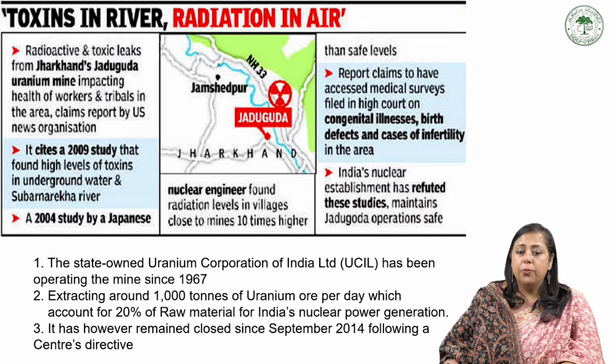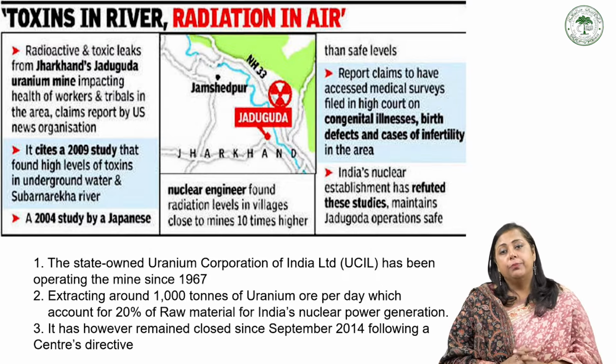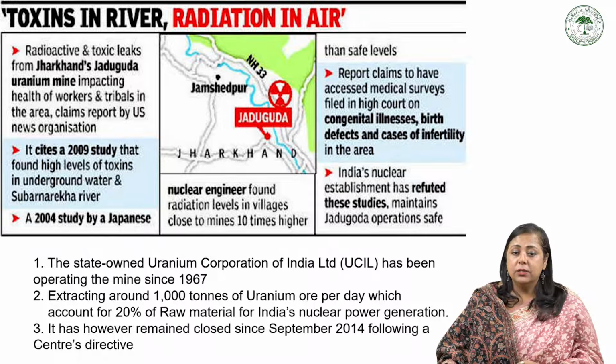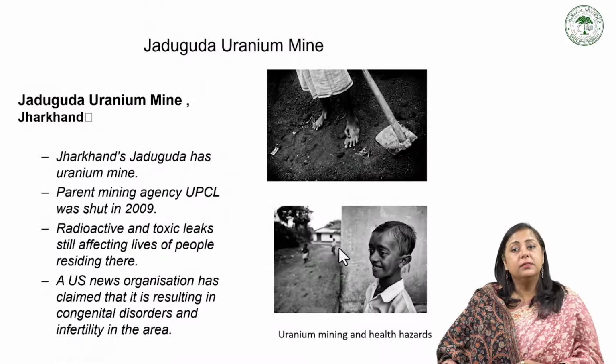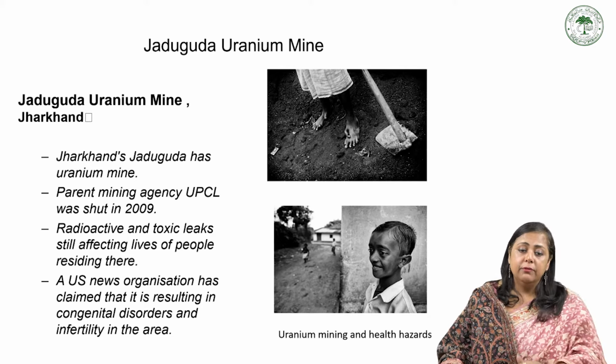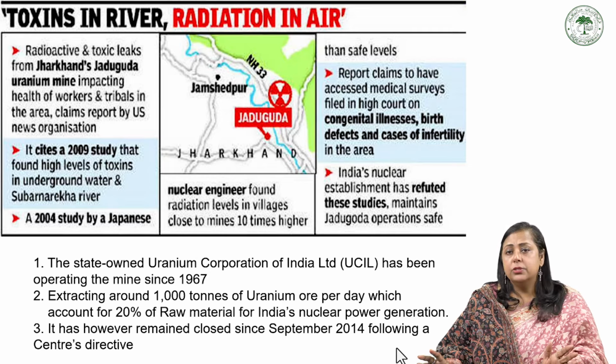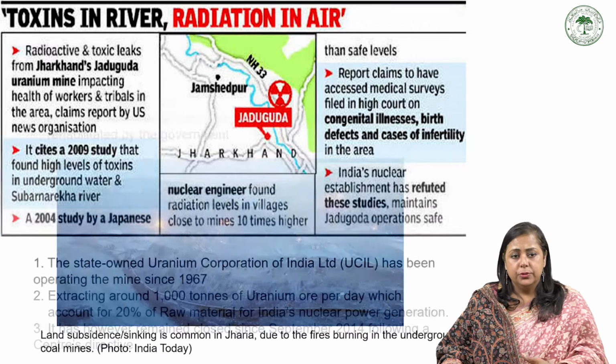The state-owned Uranium Corporation of India Limited, UCIL, we call it, has been operating the mine since 1967, extracting around 1,000 tons of uranium ore per day, which accounts for 20% of the raw material of India's nuclear power generation. It has, however, remained closed since September 2014 following the center's directive. After seeing all these disabilities in the generation, the center gave the direction that this mine will remain closed. So since 2014, the mine is closed.